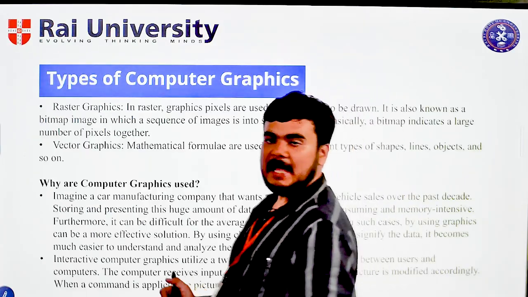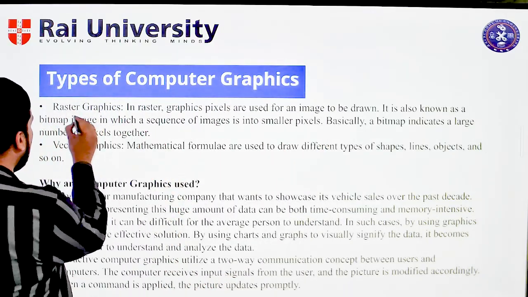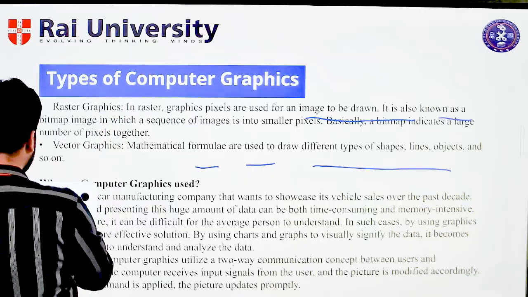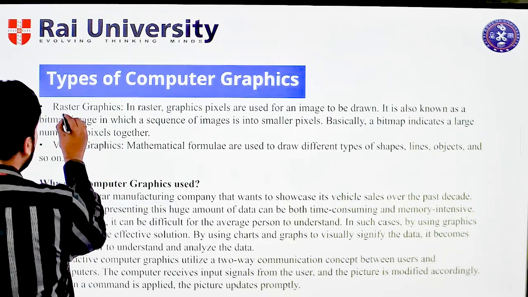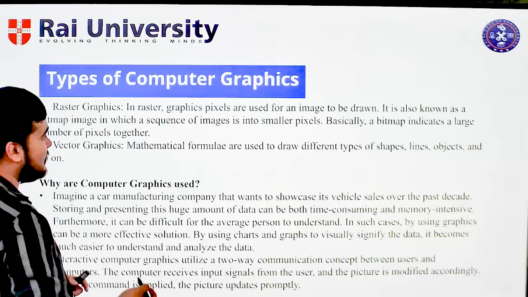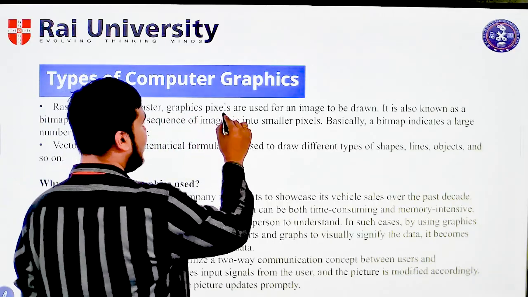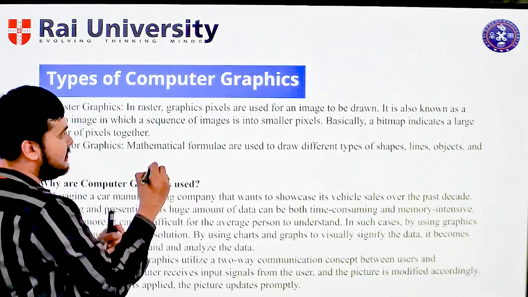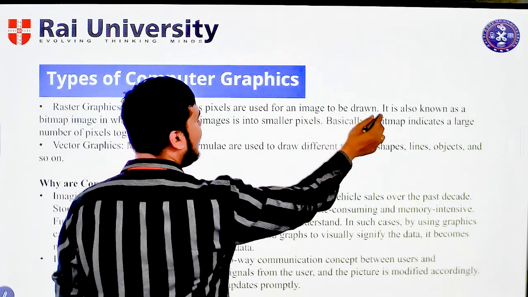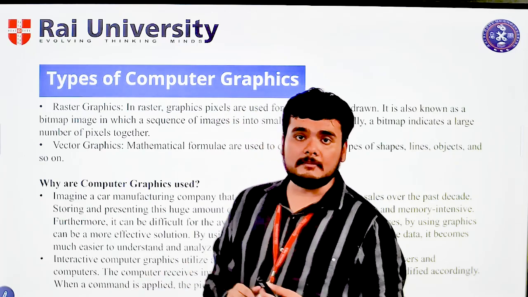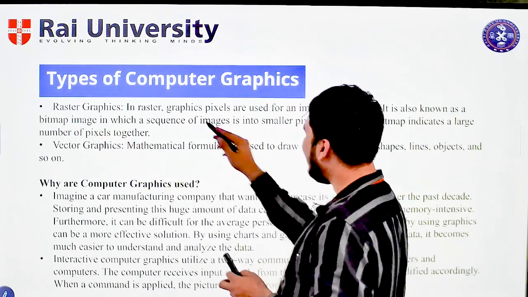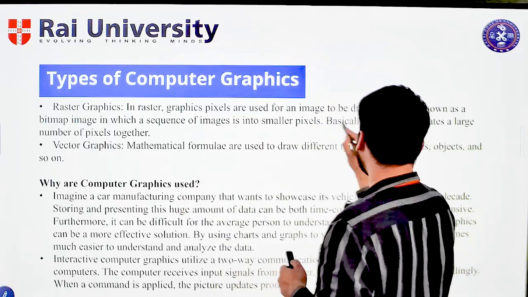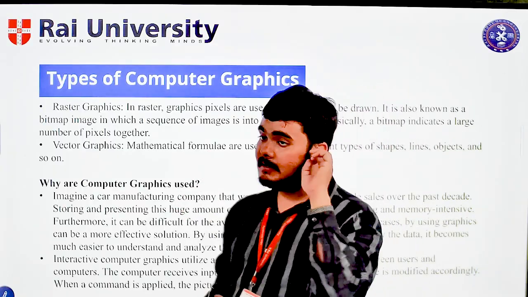Now let's understand the types of computer graphics. The first, the foremost, is raster graphics. Whatever function we use in terms of viewing the entire image is raster graphics. Raster graphics is a combination of pixels used to draw an image. There are certain graphical pixels, and with these pixels we create the entire image. Sometimes it is also known as a bitmap image, a sequence of images just like a frame. A number of frames together make the smallest picture and work together as a large one.